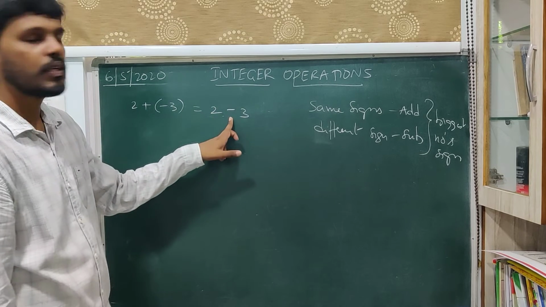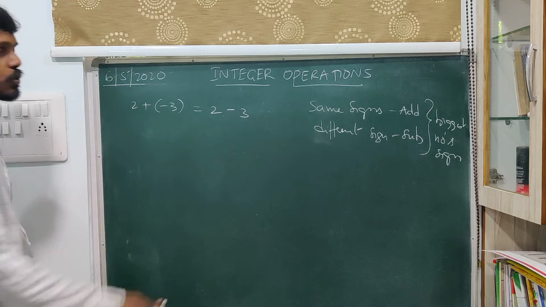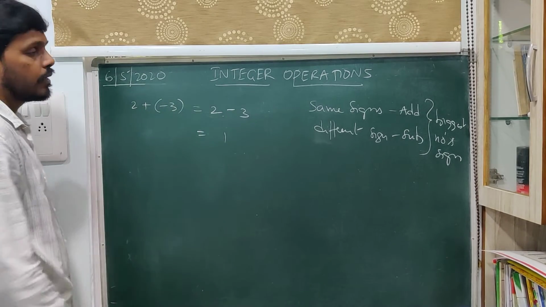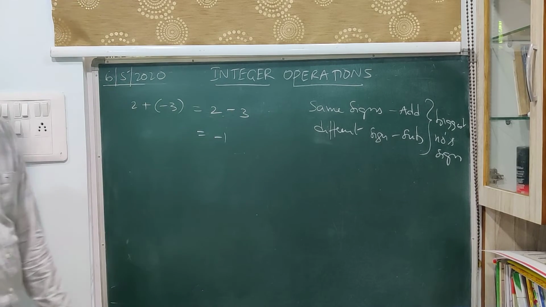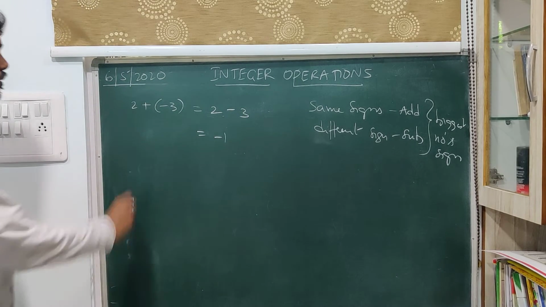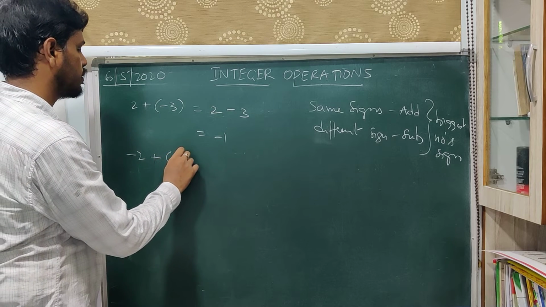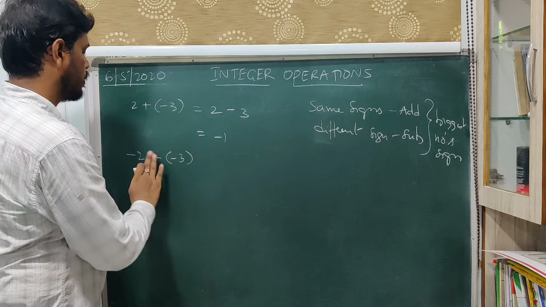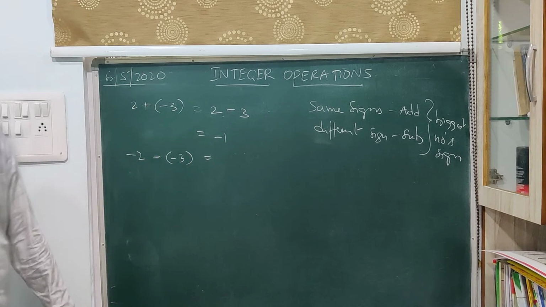So these are numbers of different signs. So you have to subtract the numericals. 3 minus 2 is how much? 1. Now out of these two, biggest number is 3. Sign is minus, keep a minus sign. So that is what we do. Or say minus 2 plus minus 3. Or say minus 3. Okay, we go with this.